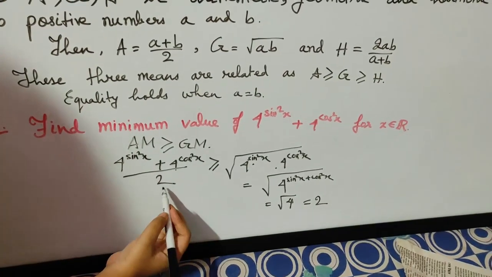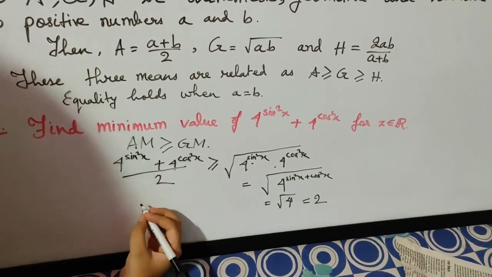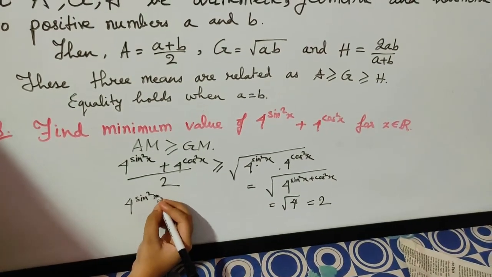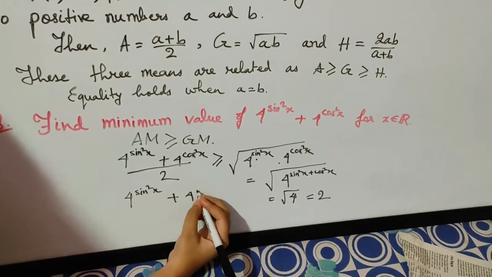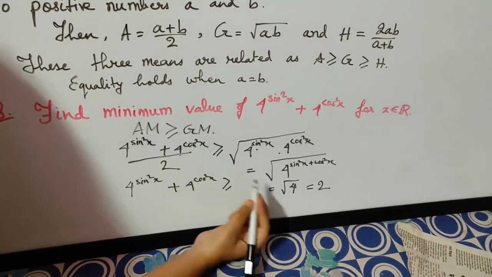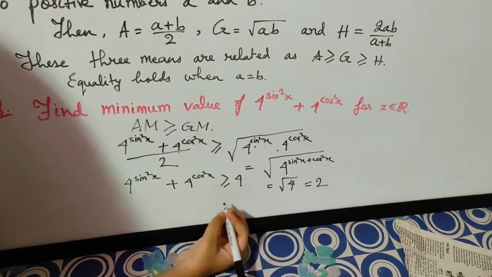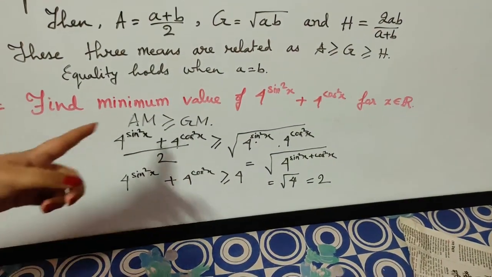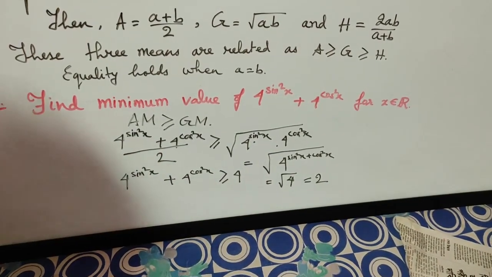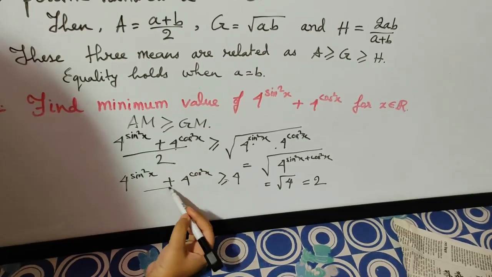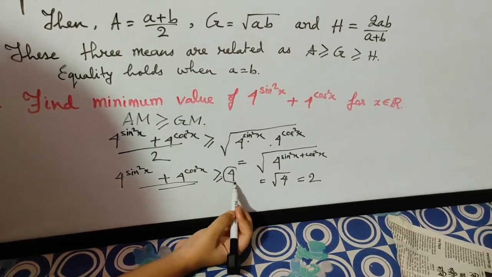So when we take this 2 to the RHS, we get 4 to the power sin²x plus 4 to the power cos²x is greater than or equal to 2 into 2, that is 4. We are asked about the minimum value of this expression. The minimum value happens when the equality holds, so the minimum value of this expression is 4.